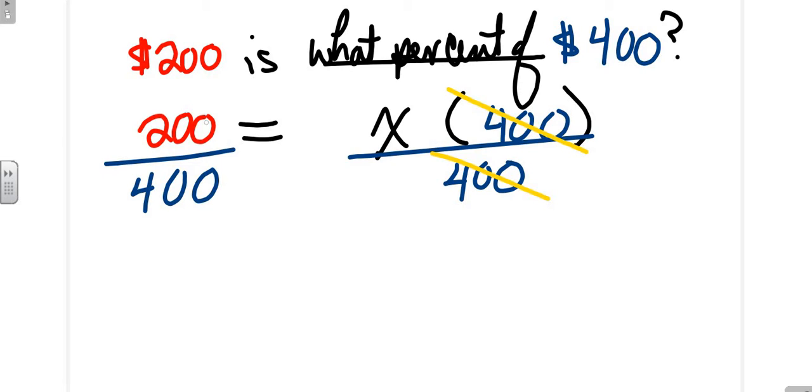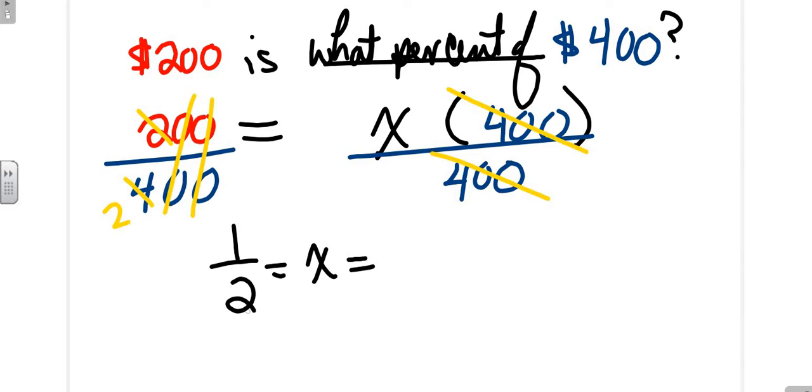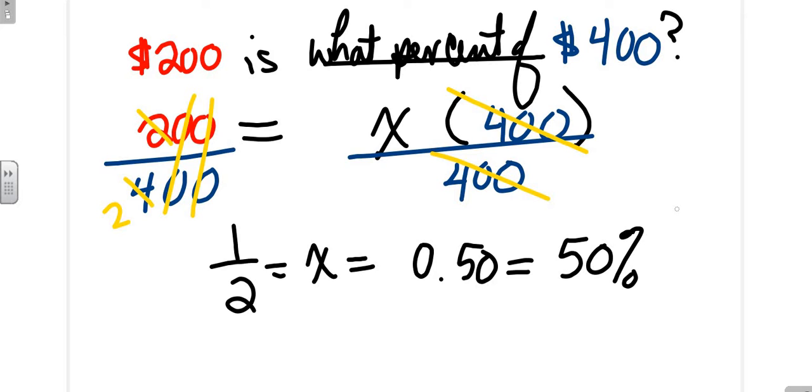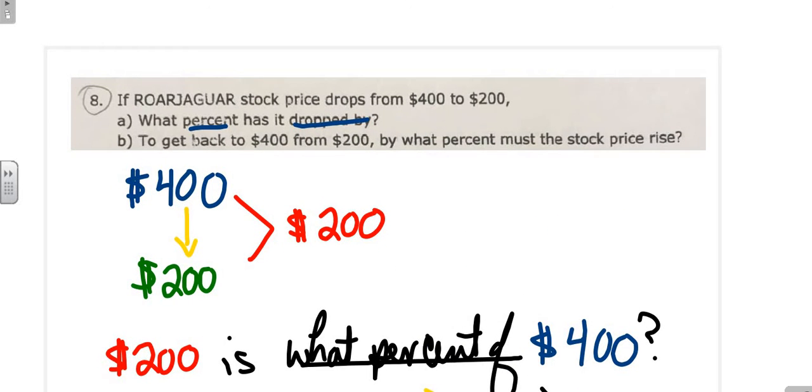When I'm dividing here, I can divide out those two zeros, and 2 goes into 4 twice, so my fraction is 1/2 equals X. Now we just need to translate that back to percent. 1/2 is half of a dollar, if you will. That's an easy way to think of percent. Half of a dollar is 50 cents, and 50 cents equals 50%. Therefore, the stock dropped by 50%.